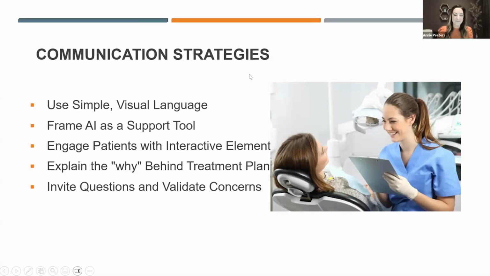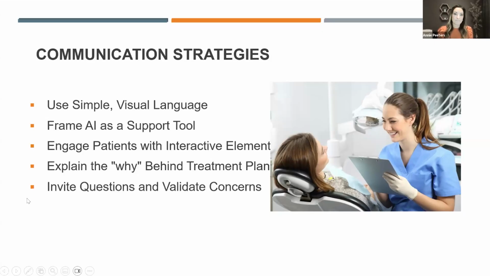The third point I want to bring up too is engaging patients with interactive elements. So using features like that QR code that I showed earlier, or those digital report cards, is going to encourage your patients to review findings on their own time, and maybe even potentially share with their family members.